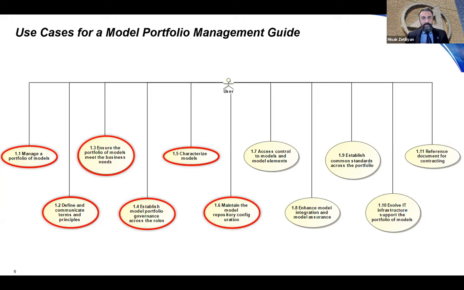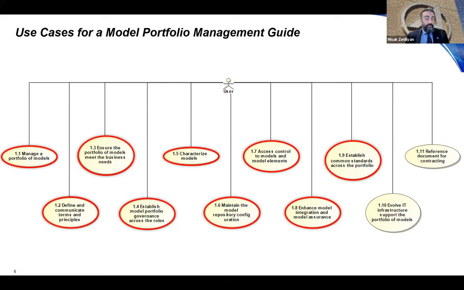Number six is to maintain the model repository to ensure that the latest models and components of those models are available to users when they are needed. Number seven is to ensure that appropriate controls are in place to allow only authorized users to get access to models and model elements. Number eight is to enhance model integration and model assurance, as well as applying risk management with the goal of enhancing trust in model utility.